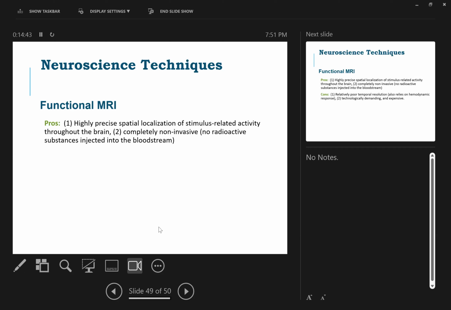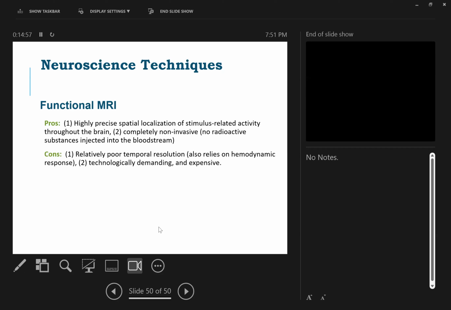So fMRI gives you precise spatial localization, and it's non-invasive, and you don't inject anyone with a radioactive anything. So it's a great thing, right? It gives you good spatial resolution, but it has a very poor temporal resolution. When you have something happening, you can only detect it a few seconds later. And also, it's technologically demanding and expensive. It's a big deal when an institution has an fMRI machine, so people can study it, because it's an expensive thing.